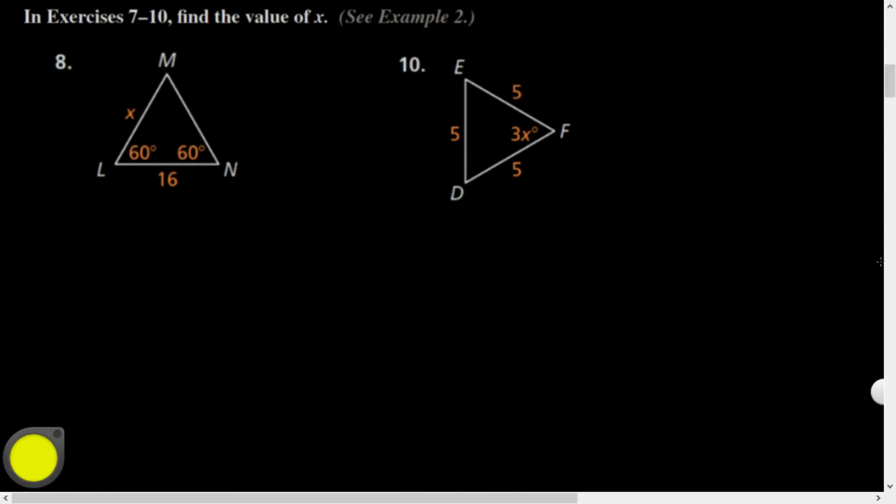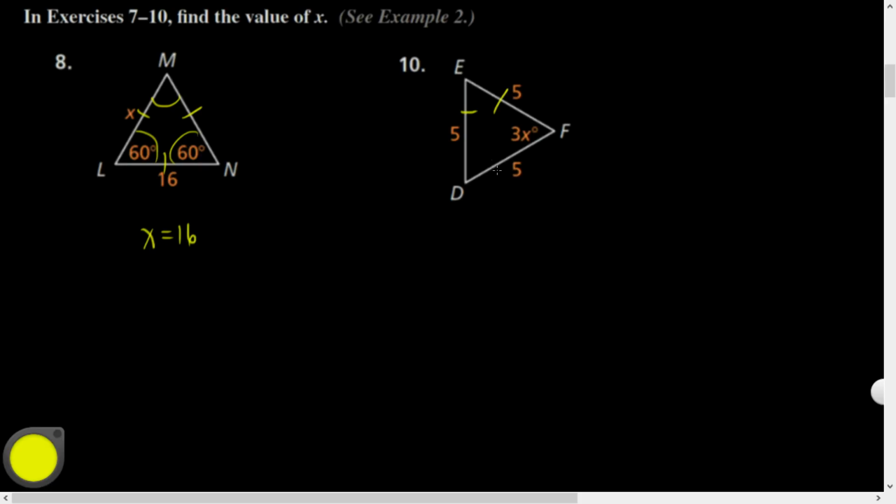Let's see, here's question 8. Find the value of x. Well, if these two are 60 degrees, by the triangle sum theorem, this is 60 degrees. It's an equiangular triangle. A corollary to the base angles converse says that if it's equiangular, then it's equilateral, and therefore all of these sides are congruent. So x equals 16.